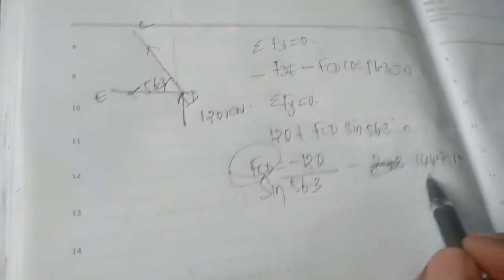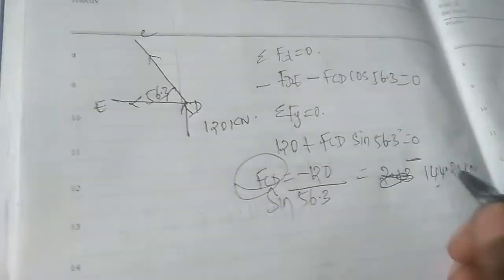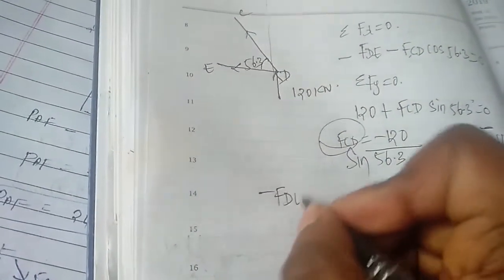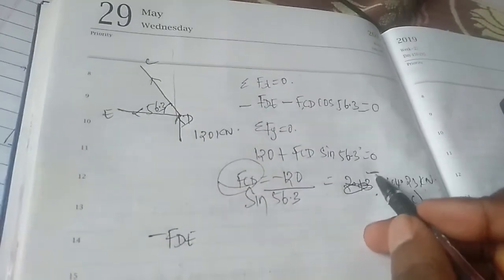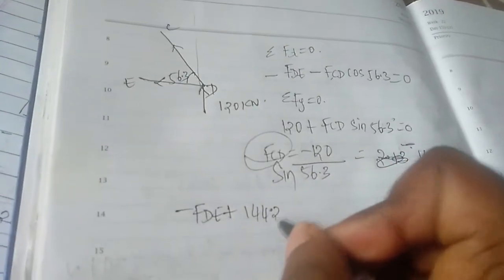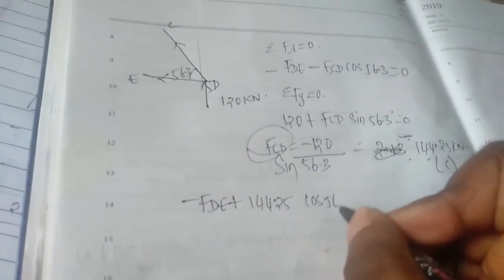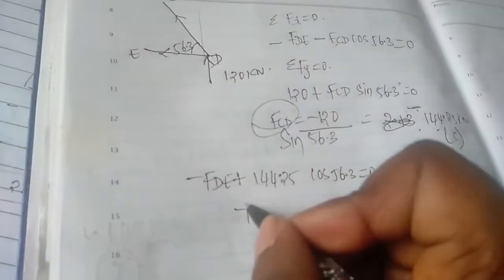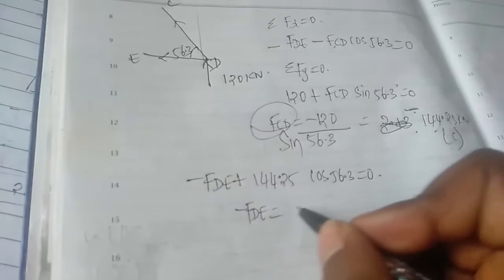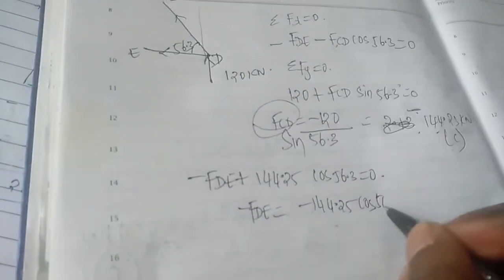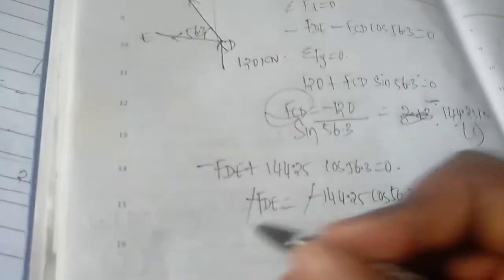Next, substitute this FCD. It is negative. Negative means it is compression. So substitute this negative value in this equation. So minus FDE, since it is negative and negative, becomes positive, plus 144.25 cos 56.3 is equal to 0. So minus FDE is equal to minus 144.25 cos 56.3. Minus minus gets cancelled.